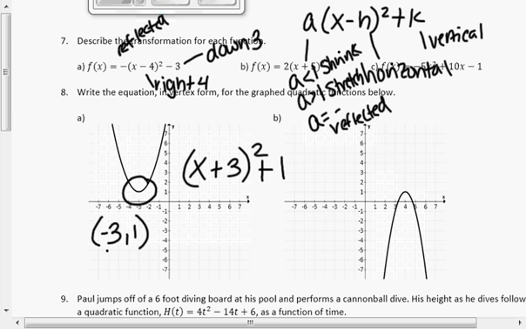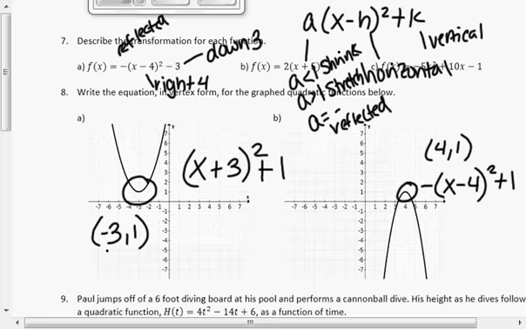In B, our vertex is 4, 1. So when we put that in our function, we have x minus 4, remember change the sign, plus 1. And since it's opening down, we need a negative sign out in front. You're not going to have to worry too much about the a value, what it is.